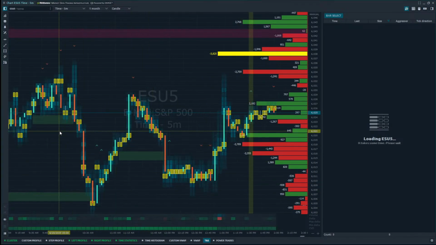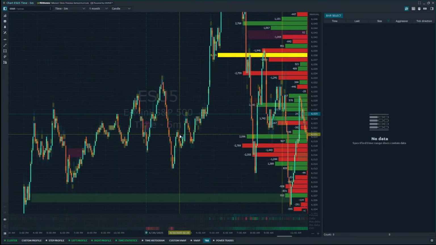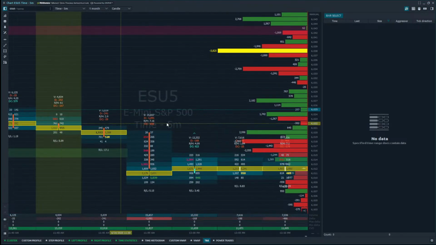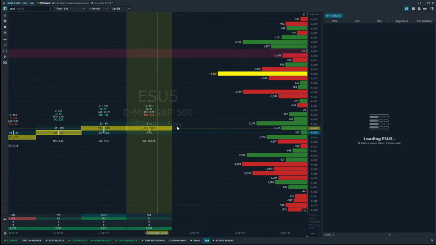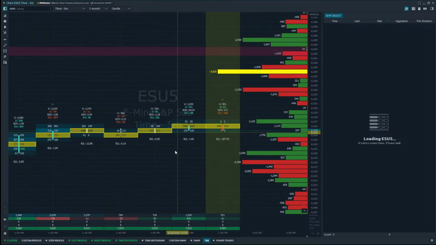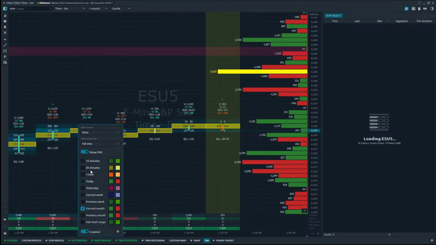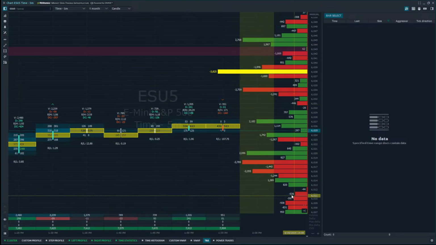I don't know why this isn't showing up. I guess it's because the market's closed. But just to show you guys what you're looking at, over here, I have my delta. If we go to right profile, you can see delta full view current month. You can change this to yesterday, the current week, previous month, whatever it is, full chart range. And this just shows me an overview of the delta. The yellow bar is going to be my POC for the delta.